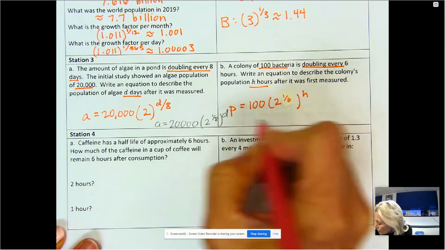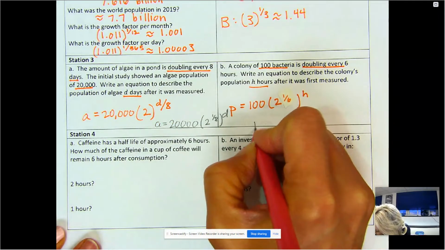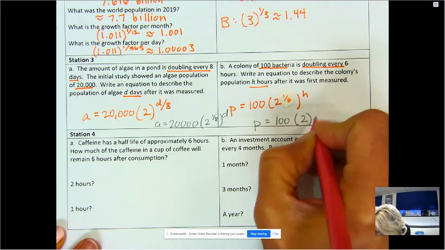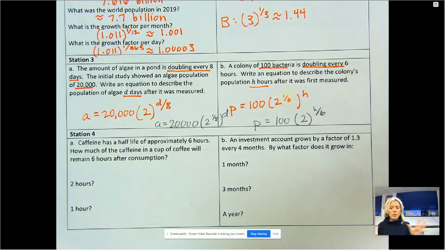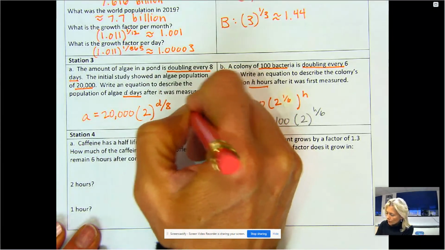And then we could write this the same way I wrote A the first time. 100 times 2 to the H over 6. Okay, so both answers are totally great answers for those problems.